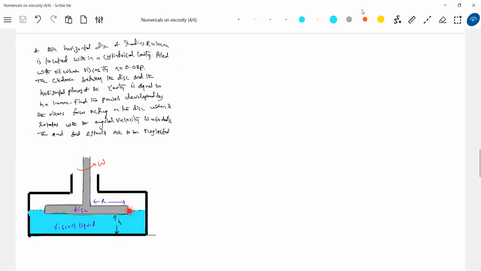Because the liquid is in contact with these side walls, these end effects are to be neglected. Only consider the effect of viscosity on the bottom surface of the disk. On the top surface there's no liquid, so no question of that one. As you rotate, the viscous drag will oppose relative motion.